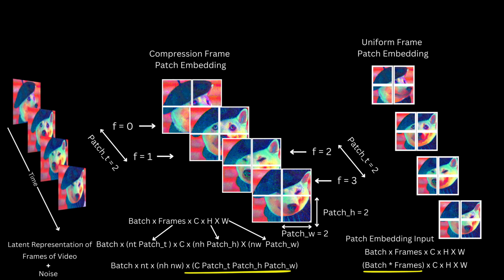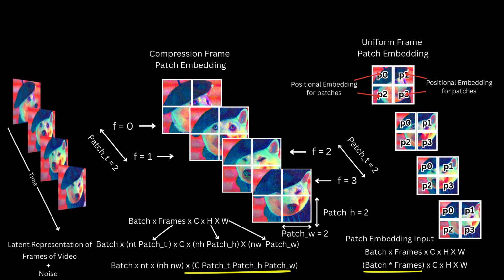Now we also need to add position embedding to all patches in the image. And to handle position embedding for videos, the authors simply replicate the 2D sinusoidal position embedding that we used in DIT along the temporal dimension, which means our positional embedding would still be of shape number of spatial patch tokens, in this case 4, cross D. But for both uniform and compression frame patch embedding, it would be replicated along both the batch and temporal dimension.